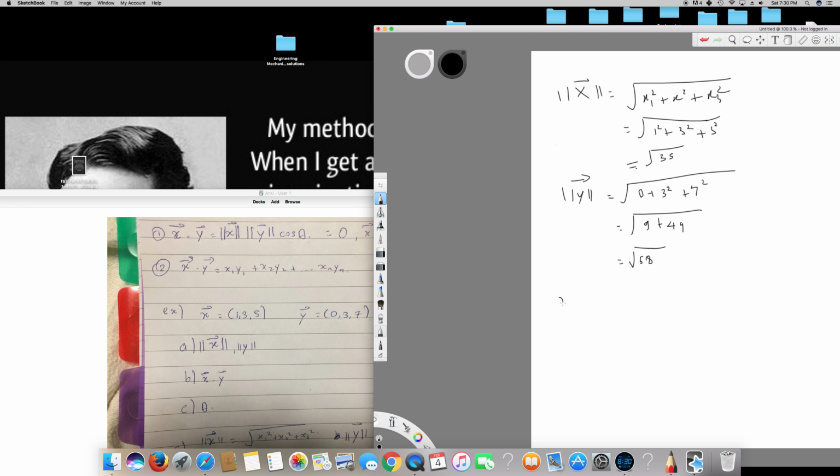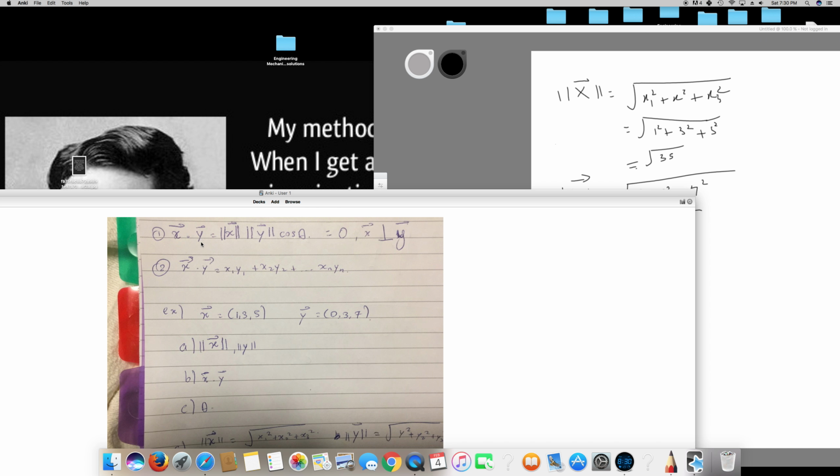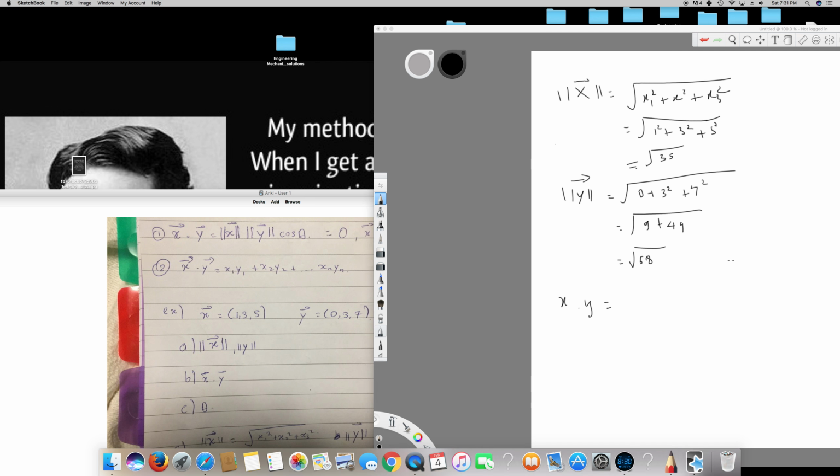So the formula for the x dot y is, as you see above, there are two formulas. X dot y can be equal to x magnitude, y magnitude cos theta, or x dot y can be equal to x1 y1 plus x2 y2 plus up to xn yn, whatever the values. So we have to use one of these formulas. The problem with the first formula is that we need the angle. In this case, they haven't provided any angle, therefore we have to use the second equation.